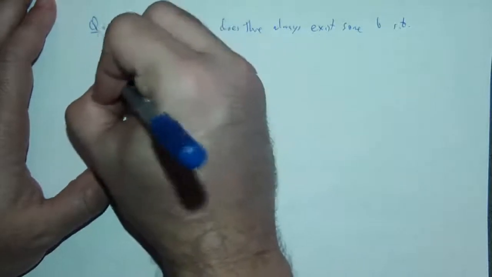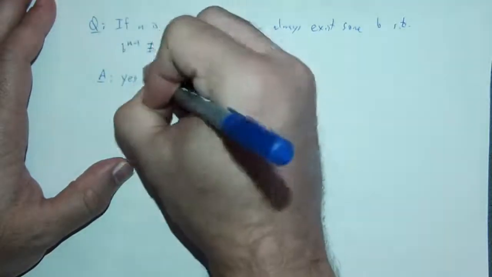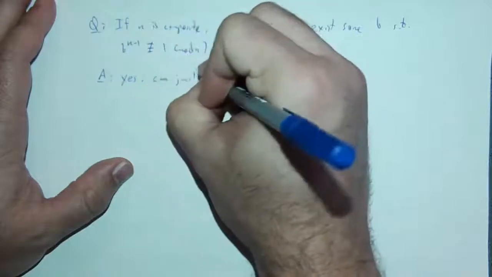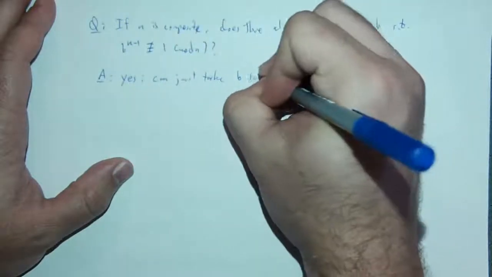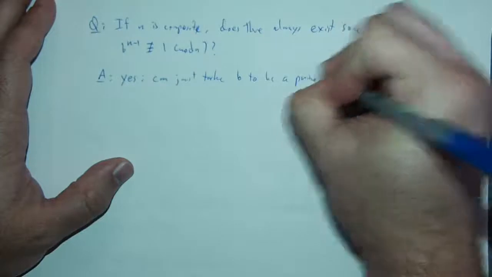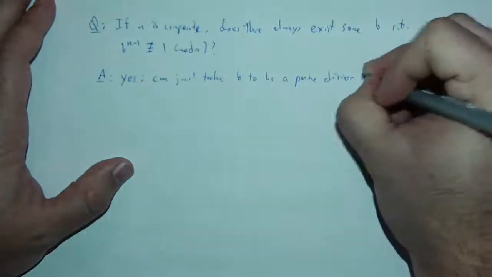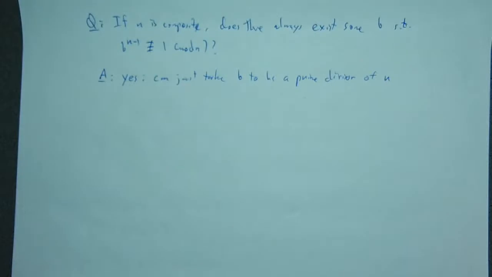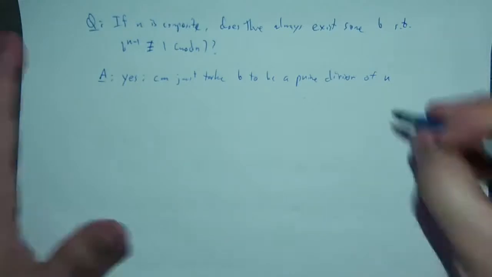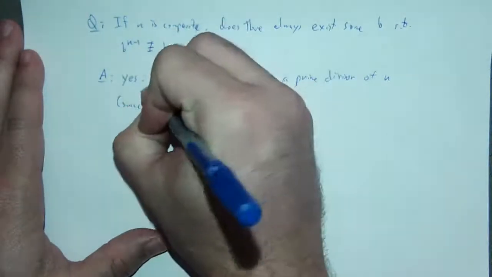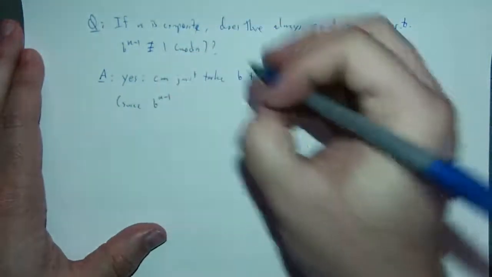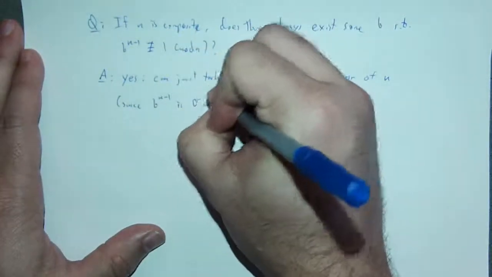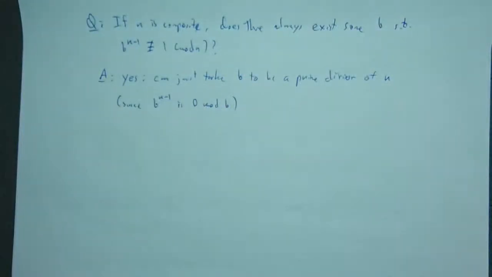So answer, yes. You can just take b to be a prime divisor of n. So if you knew what a prime divisor of n was, then that will work, since b to the n minus 1 is 0 mod b, right? So it can't be 1.